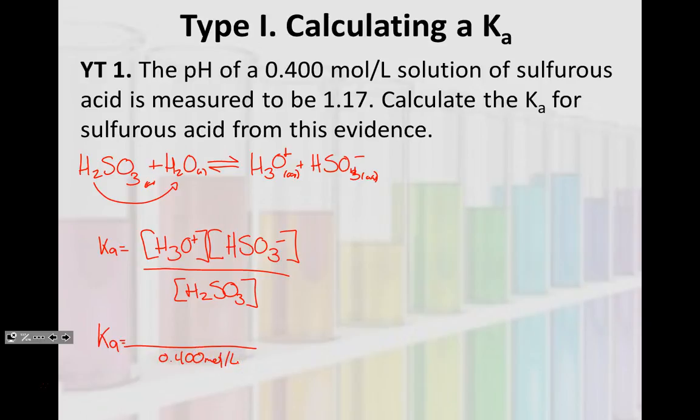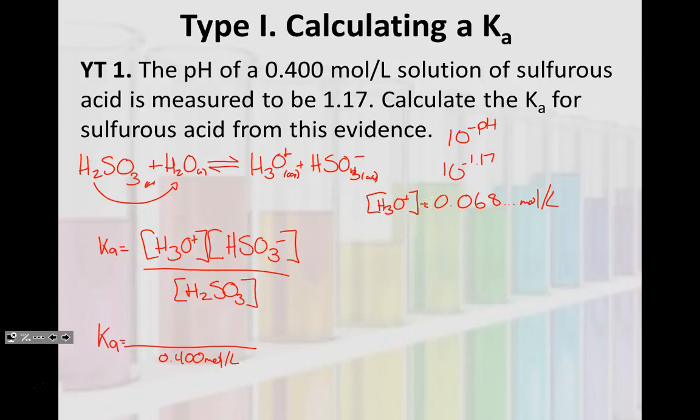And I don't know the concentration of the hydronium ion or the hydrogen sulfite ion, so how can I figure that out? I can use 10 to the negative pH, so I would go 10 to the negative 1.17, which gives me a pretty high concentration, 0.068 moles per liter. That's the concentration of the hydronium ion.